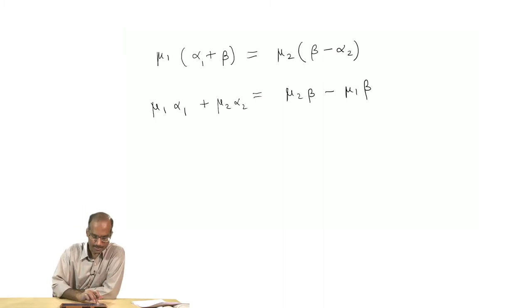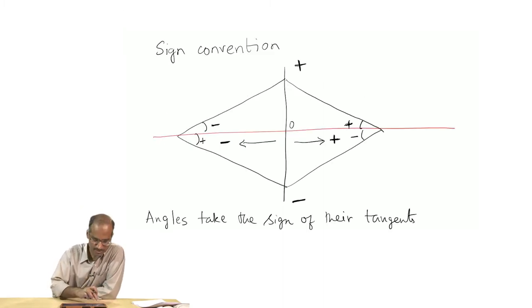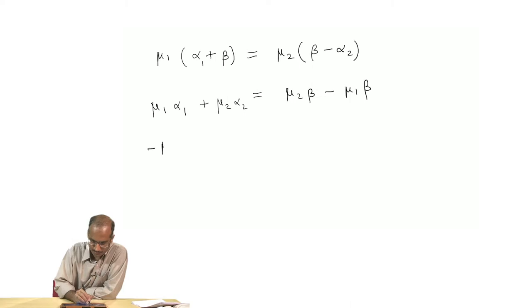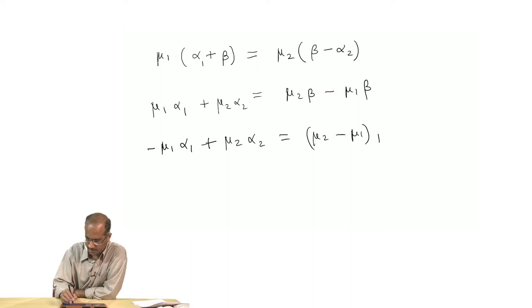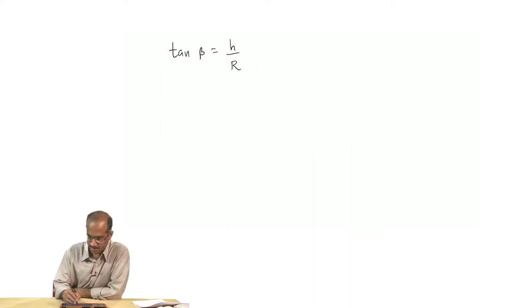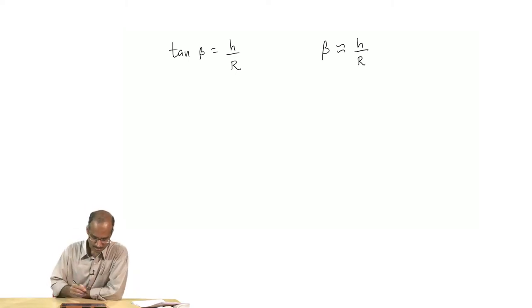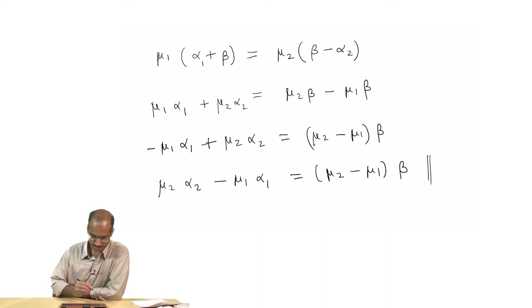Now, once again, if I apply my sign convention that we just discussed, here alpha 1 would take the negative sign. Hence, I would have mu 1 alpha 1 plus mu 2 alpha 2 is equal to mu 2 minus mu 1 times beta. In the spirit of paraxial approximation, this would imply that beta is equal to h by r, because we are stating that tan beta is approximately equal to beta in the limit of small angles. Then if I substitute this in my former equation, this one, I am going to get the following.